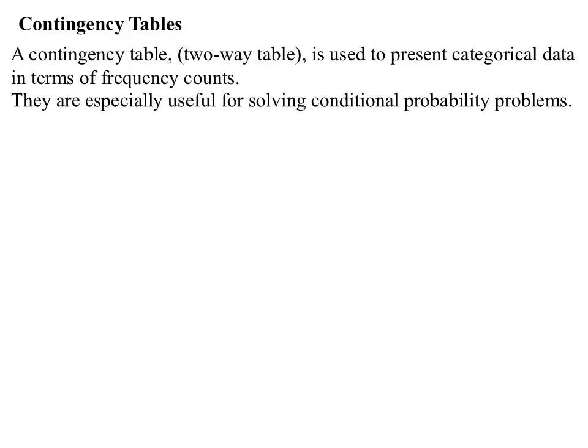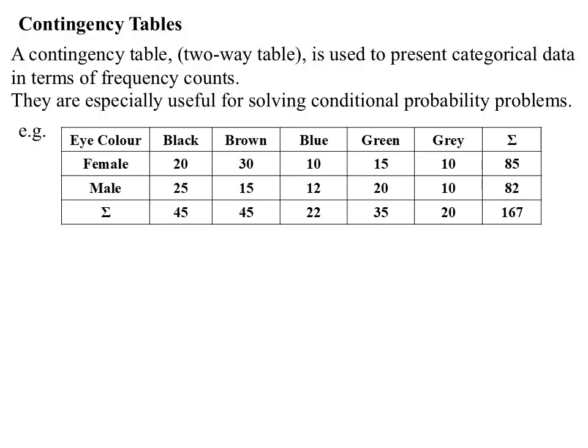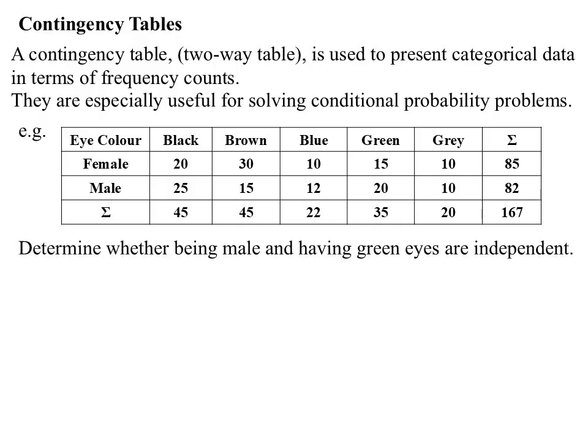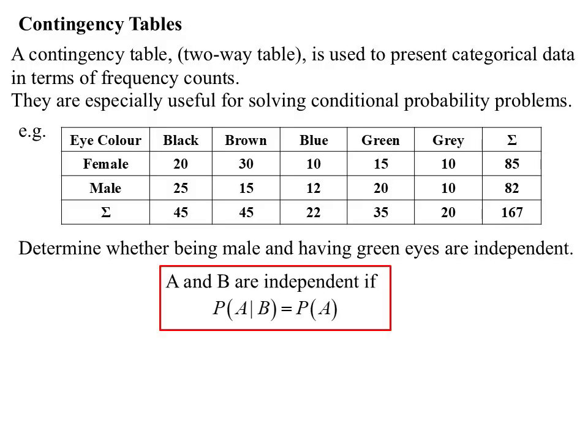Contingency tables, so two-way tables, are really good for conditional probability problems. So something like this. We've asked for two pieces of information, both the gender and the eye colour. We want to know whether being male and having green eyes are independent of each other. That goes back to our probability. Remember we said A and B would be independent if the probability of A given B is the same as the probability of A. Well, the probability of male, if I just look at that one, we have 82 out of 167.